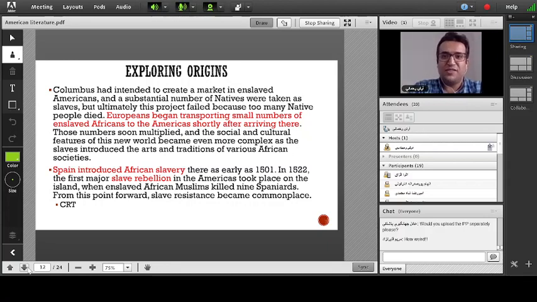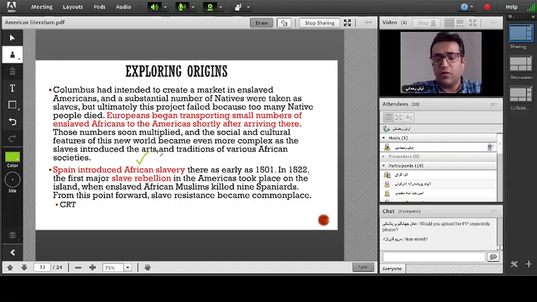Columbus himself tried to establish a slave trade and a market for it. But of course, the practice failed. But he began this tradition, unfortunately, and so Europeans started transporting huge numbers of enslaved Africans to America after arriving there, and it was Spain that introduced African slavery in the United States as early as 1501. So the history of America is full of brutality and darkness, especially when it comes to African people.